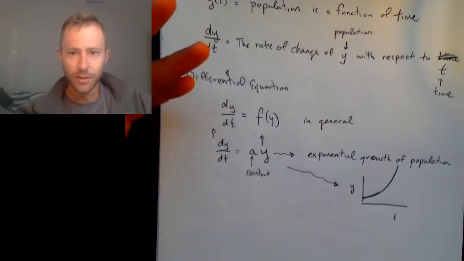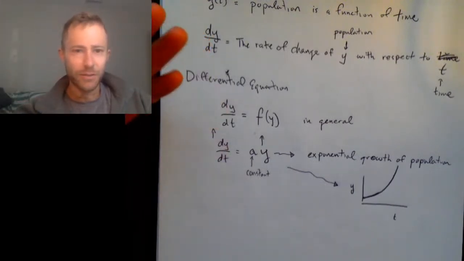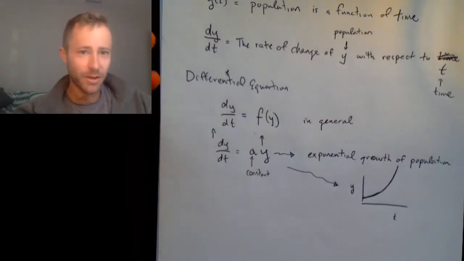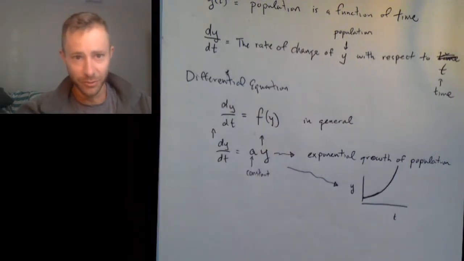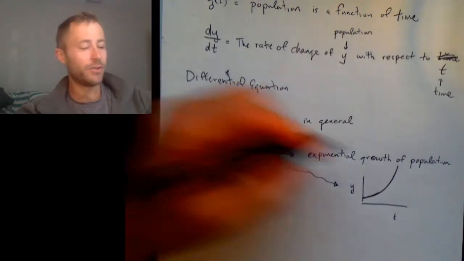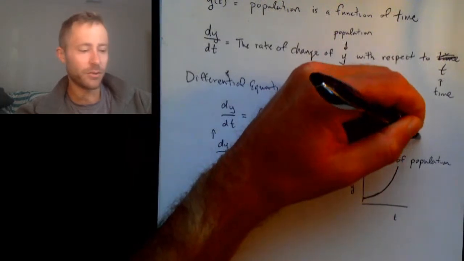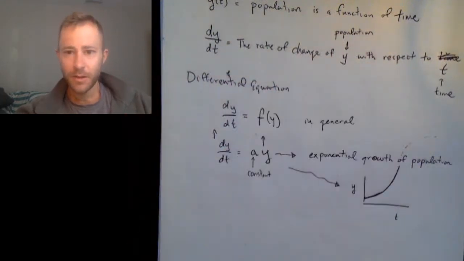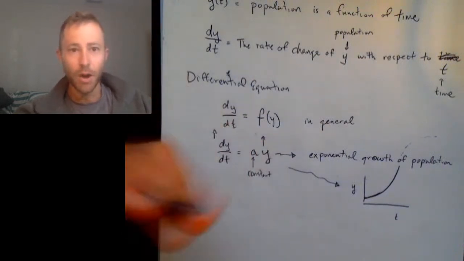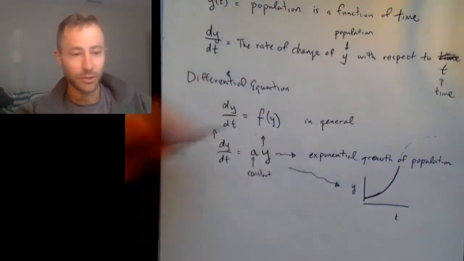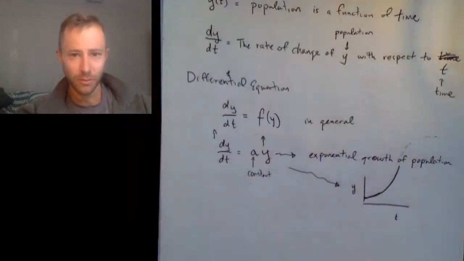So you can't just have it grow forever and ever. Eventually the population will be competing for resources, and there won't be enough resources for everybody. So eventually the population will level off. But this equation doesn't model that. This equation just has perpetual exponential growth.